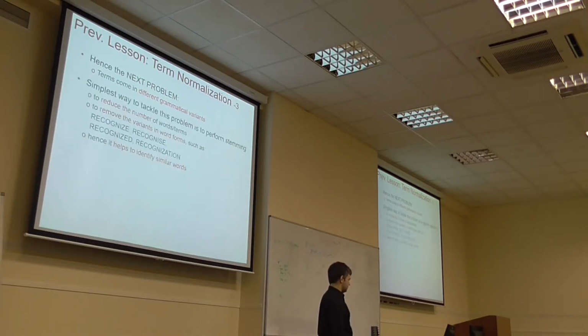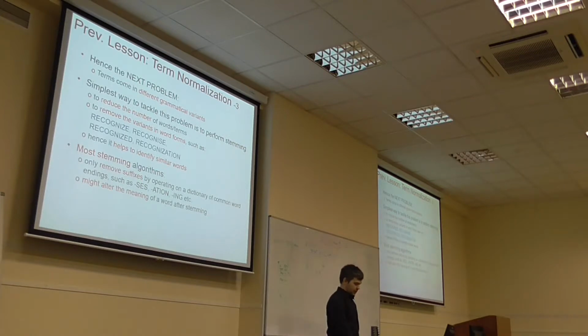Our next problem is that the terms have different grammatical variants. This problem we deal with here. At the same time, we need to reduce the number of terms, words, by performing stemming. It also removes the variance between words, so we can treat the same word in singular. Since we can identify similar words, we can do better retrieval and classification later. And most stemming algorithms, as I said, are based on suffixes.